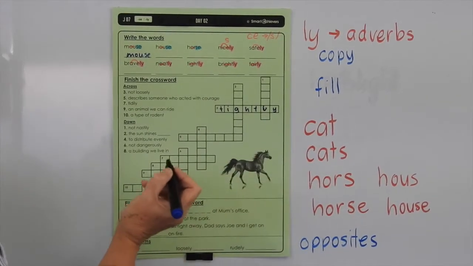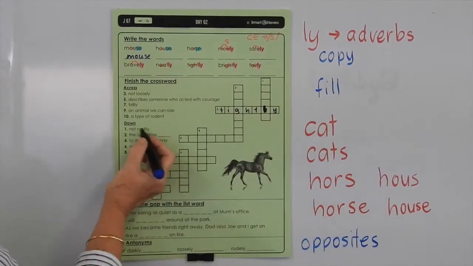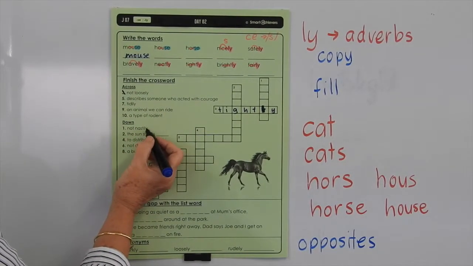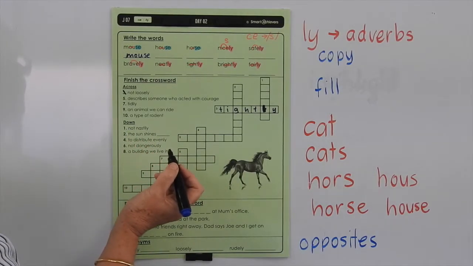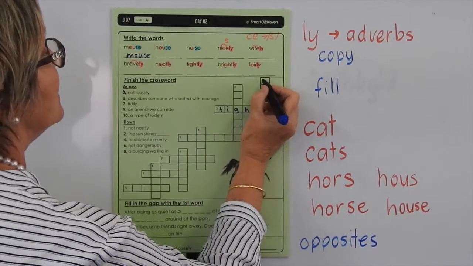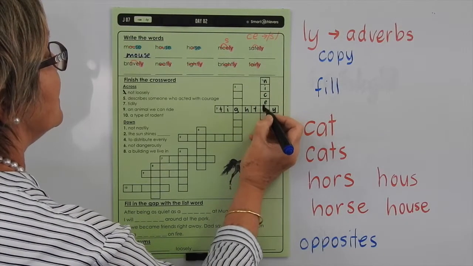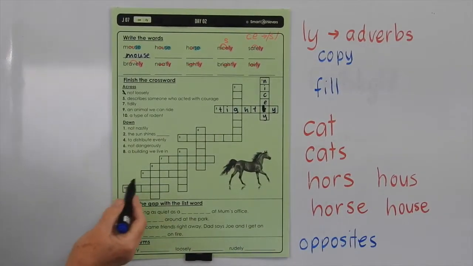Need an ly there. And then going down, one down. Let's cross that one off to say we did it. Not nastily would be nicely, I would imagine. Number 1 down. Let's see if that works. N-I-C-E-L-Y. Yes, you can finish the rest of those crossword hints on your own.